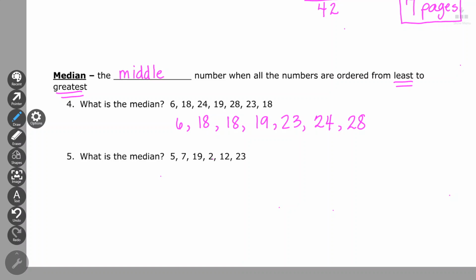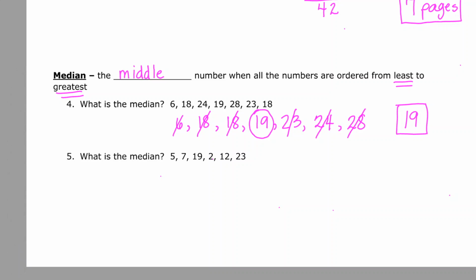All right, now we can strike through the first and the last until we get to the middle. So we can strike through 6 and 28, 18 and 24, 18 and 23, so our middle number is 19. So the median in the data set for number 4 is 19. What is the median for the next data set in number 5? Well, we have to first start by writing the numbers in order from least to greatest.